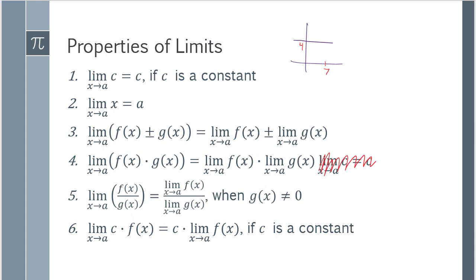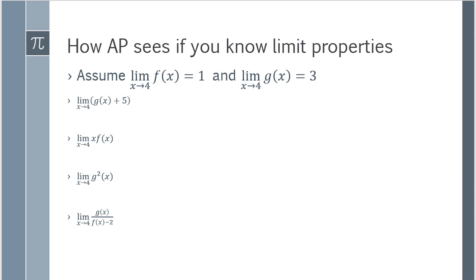Now, the way that the AP exam likes to test these is they like to tell you, hey, we're not going to tell you what f and g are. We're just going to give you some of their limits. So like the limit as x approaches 4 of f is 1. The limit as x approaches 4 of g is 3. Find the limit as x approaches 4 of g of x plus 5.